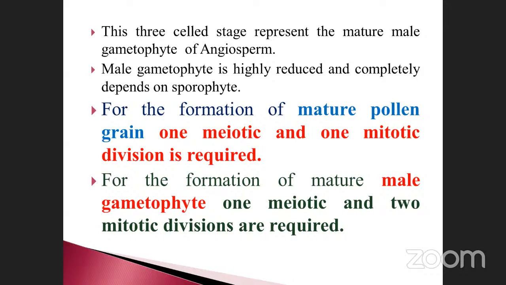For the formation of mature pollen grains, one meiotic and one mitotic division is required. At the same time, for the formation of the mature male gametophyte, one meiotic and two mitotic divisions are required. Here a 1:1 ratio, here a 1:2 ratio is essential, where here is the male gametophyte and here the mature pollen grain. This one is also very, very important.